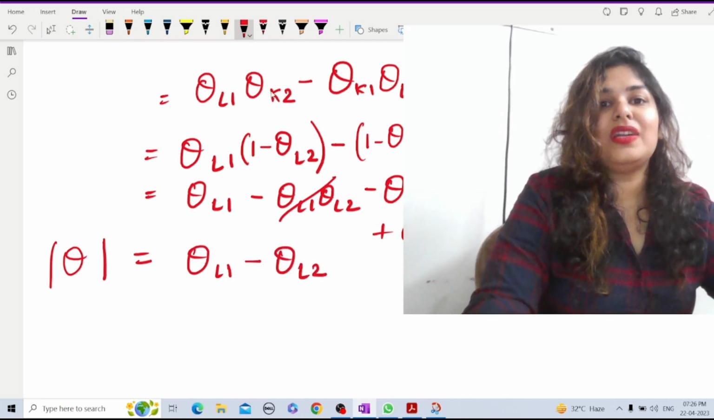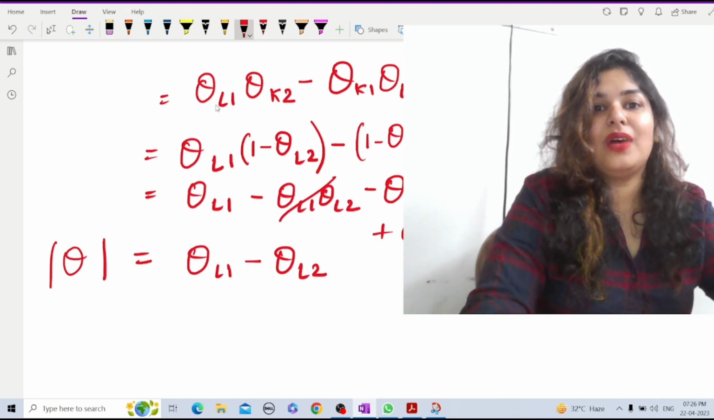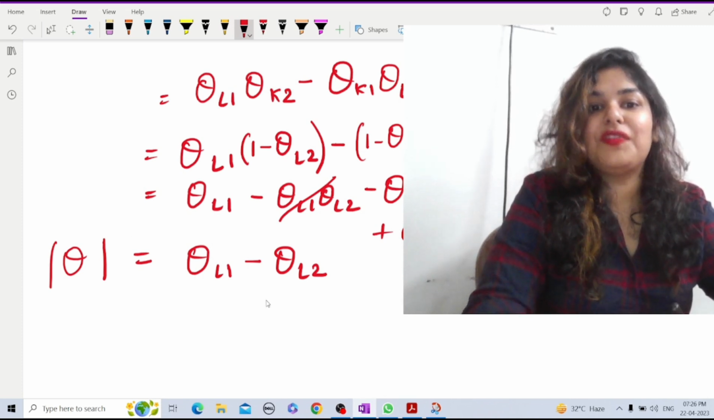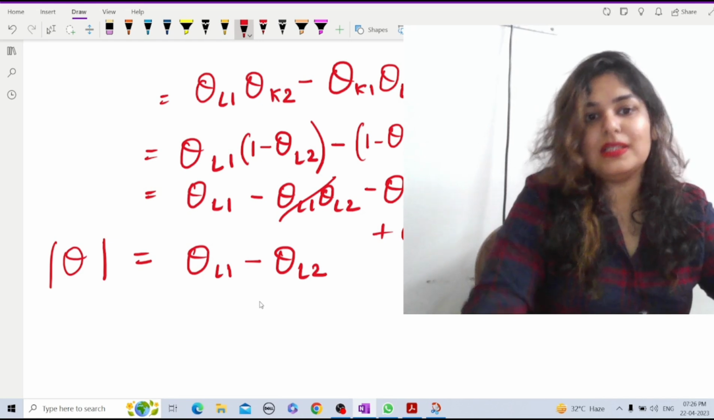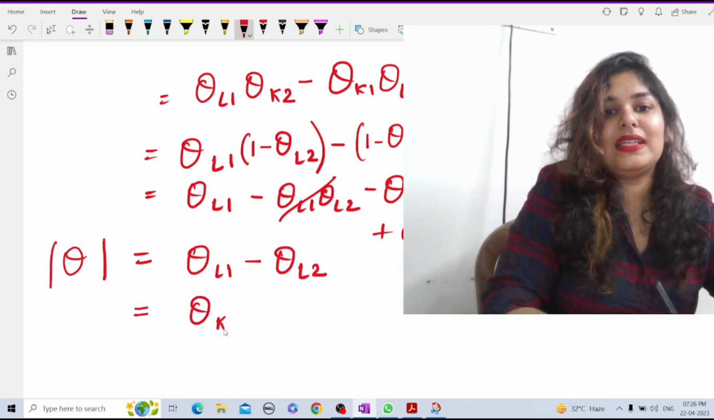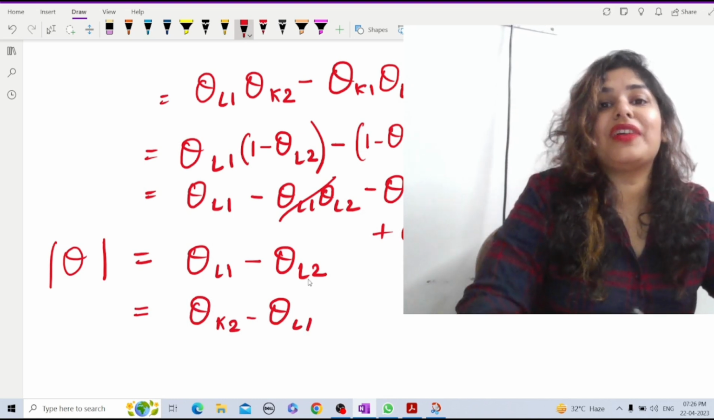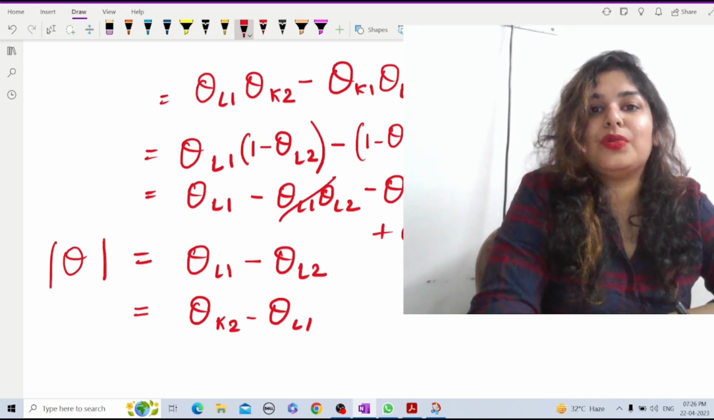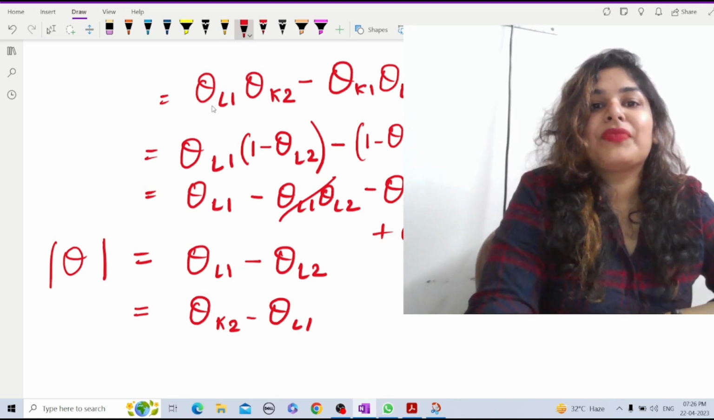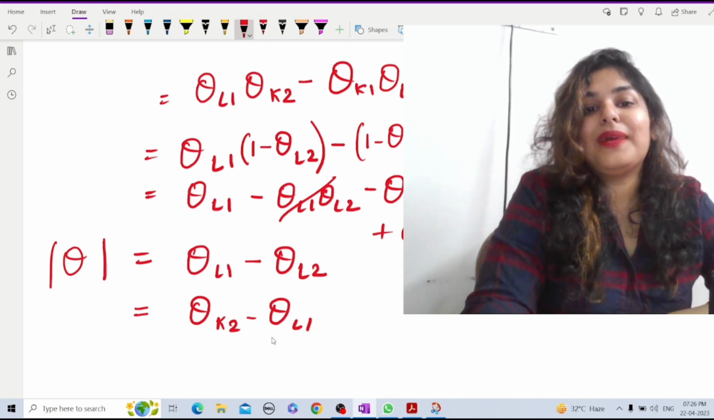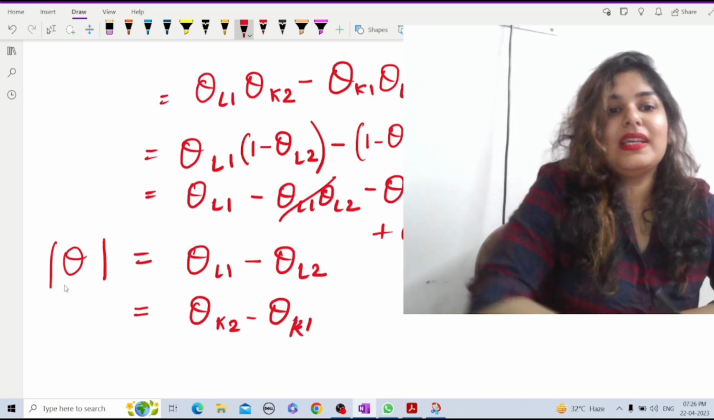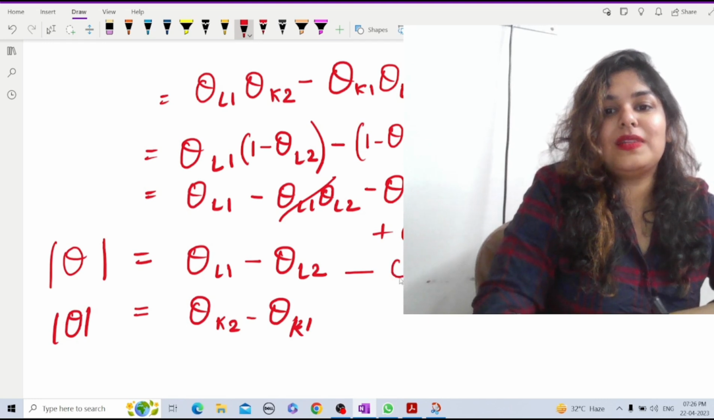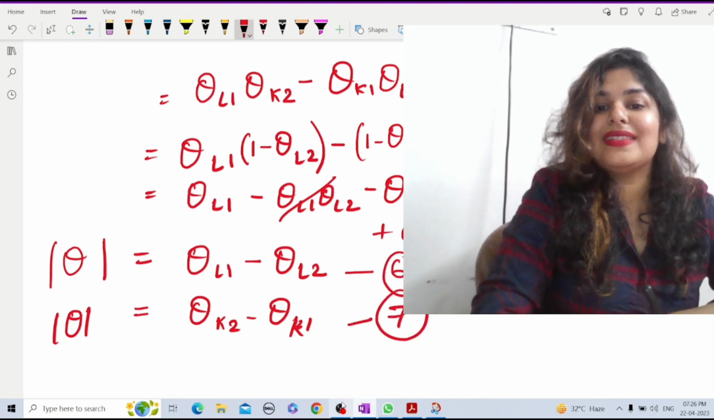Similarly, instead of changing theta K2, if we write L1 with respect to K2, then this whole value of the determinant we will get in terms of capital. So this same equation can be written as theta K2 minus theta K1. If you want, you can check it by substituting theta L1 with 1 minus theta K1 and theta L2 with 1 minus theta K2, and then the form that you will get is theta K2 minus theta K1. So both of these equations are possible. Let us name these as equation 6 and equation 7.